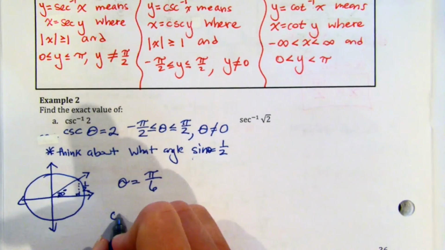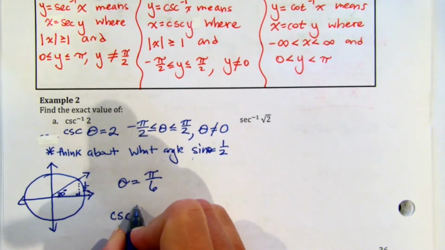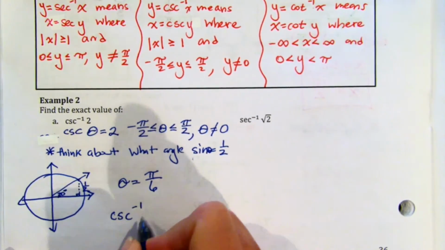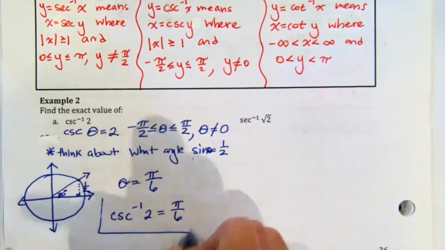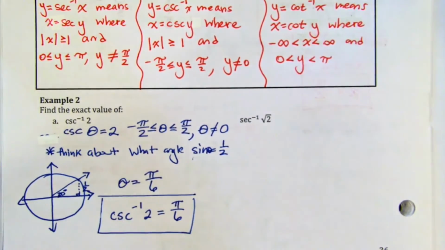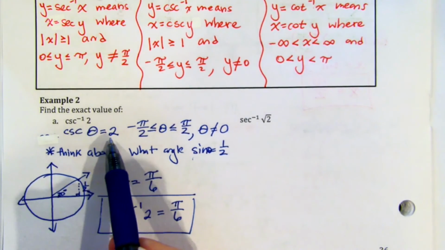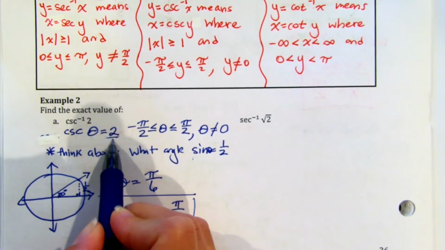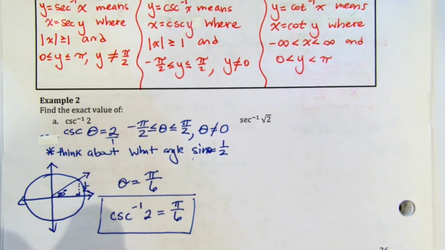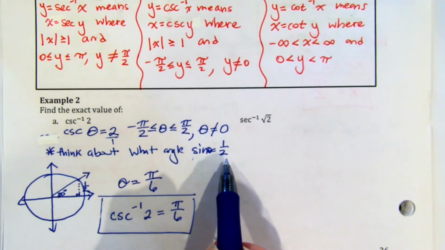So therefore, the inverse cosecant of 2 would be equal to pi over 6. And why did I think about the sine function? Because that is the reciprocal. So if I thought about this as 2 over 1, and I took the reciprocal of that, I would end up with 1/2.